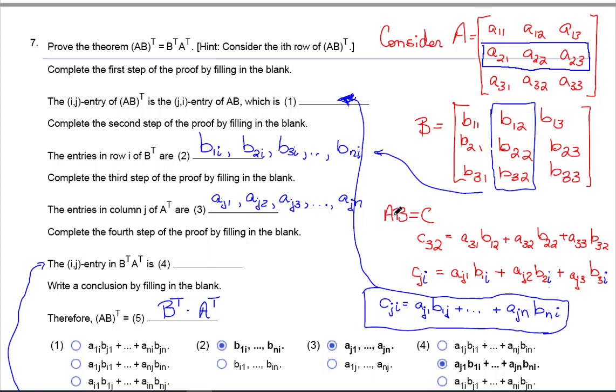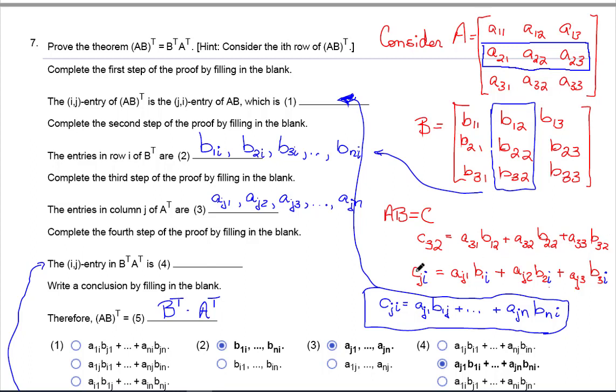Alright, so let's see. Supposing I consider A times B is C, and I look to see how would I get the C3,2 element. Well, how do I get that? Well, let's see. It's the third row of A. Third row of A. So A31, A32, A33 times the second column in B. Second column in B is here. So I get B12, B22, B32.